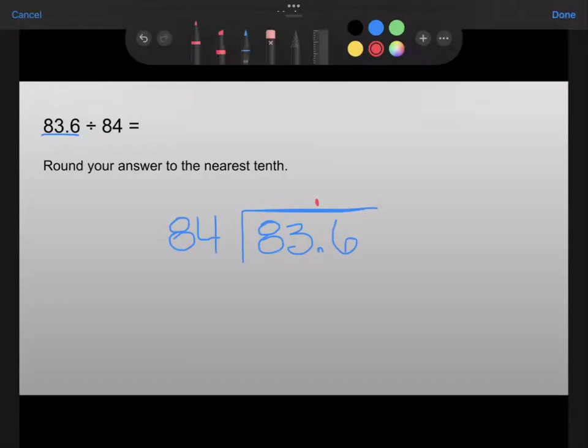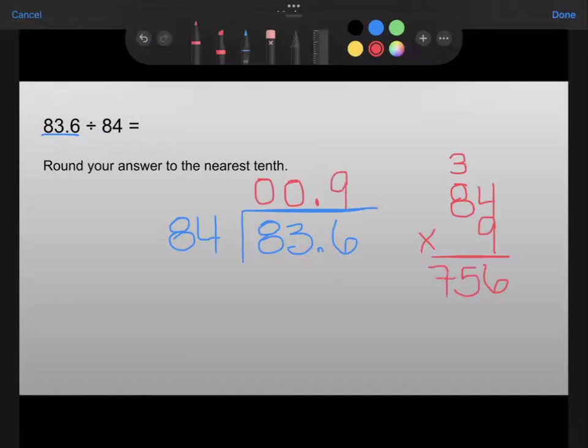So I know 84 does not fit into 8 or 83 for that matter, right? But it will fit into 836. What I'm thinking is it'll fit 9 times, because I know 84 times 10 would be 840, and 836 isn't quite that. So I'm going to go down and go 9 to see what that is. So if I do 84 times 9, 4 times 9 is 36. And then 8 times 9 is 72 plus 3 would give me 75. So I end up with 756 here.